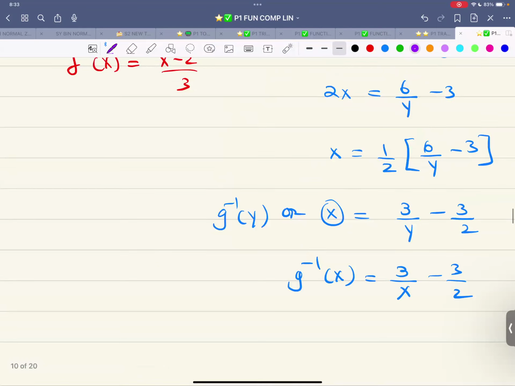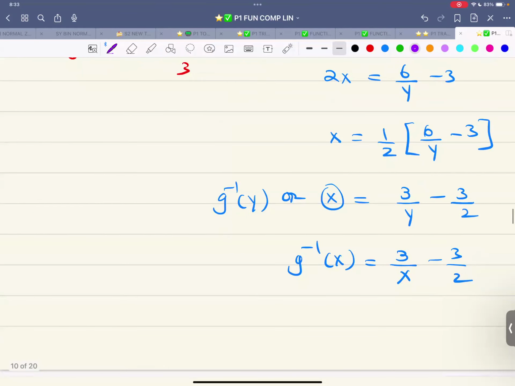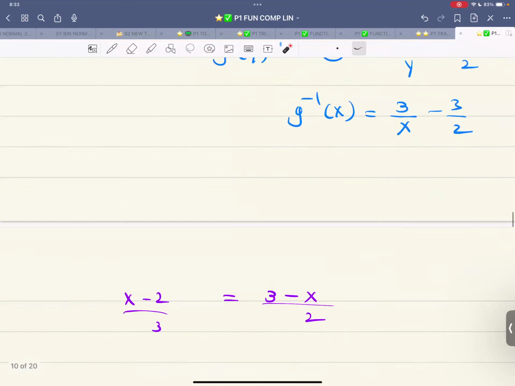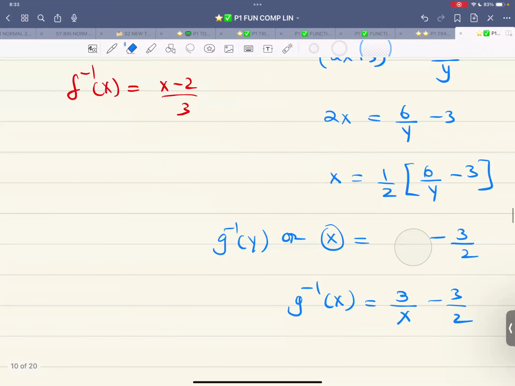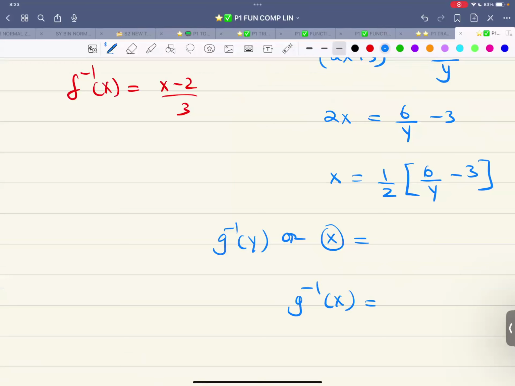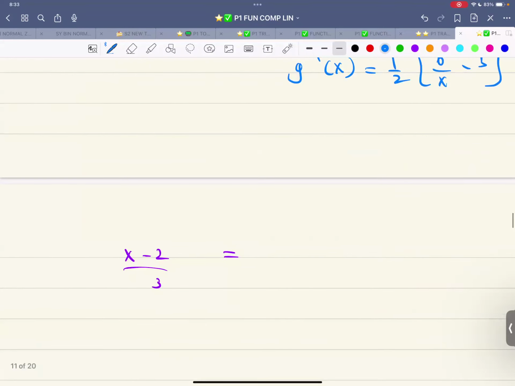This is also good. Let me just double check my working. This is 6 divided by 2 is 3, and 3 over y, no. I think I made a small mistake. Let me just write it like this, which is better. Simplify it. So this is half of (6 over y minus 3). This is half of (6 over x minus 3). I'll open it up later. So this is half of (6 over x minus 3).